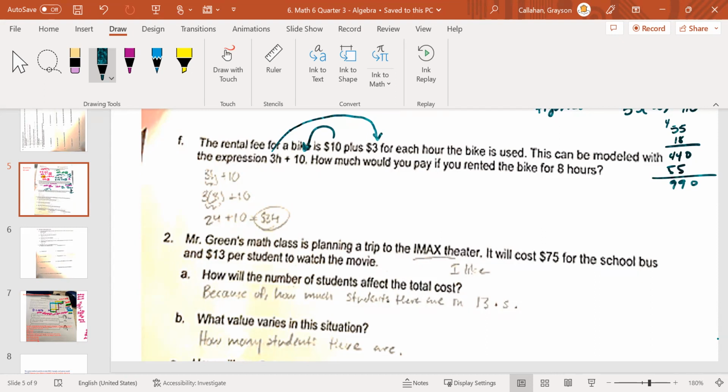Yeah. How much would you pay if you rent a bike for 8 hours? So 3 times 8 plus 10, 24 plus 10, $34, right?